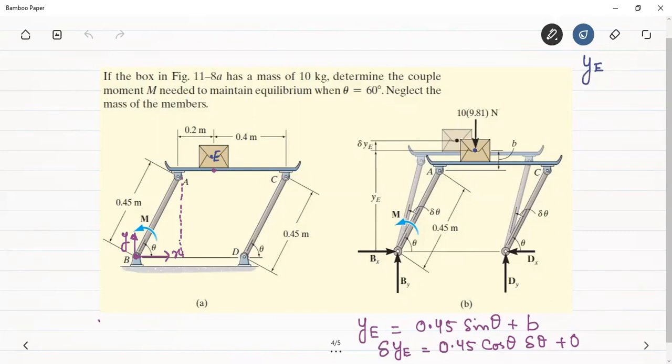Now, as we are moving towards theta equal to 90, the block is shifting towards the left, because AC is rising. We will require less moment to keep it in equilibrium. So it will vary at different angles.